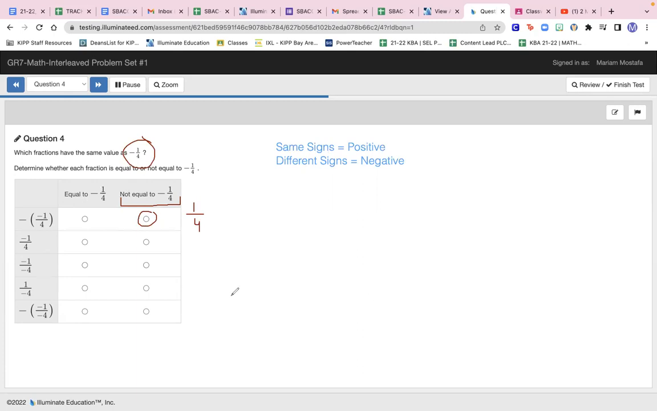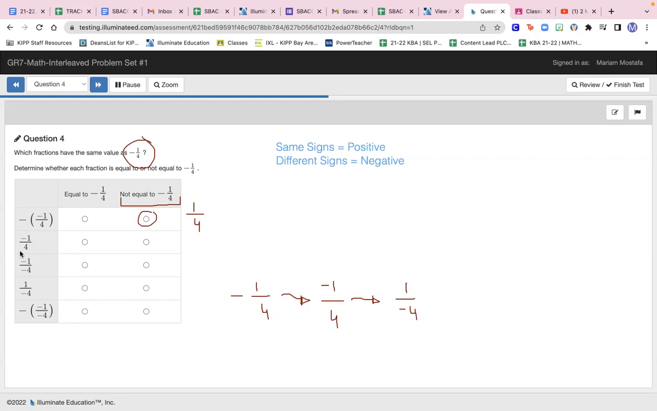Now, if you have a -1/4, that negative can be at the top. So it could be -1/4. These are still different signs, right? One is negative, one is positive. Or it can mean that the negative is on the 4, 1/-4, as long as there's just one negative. Okay, so that's what's really important.